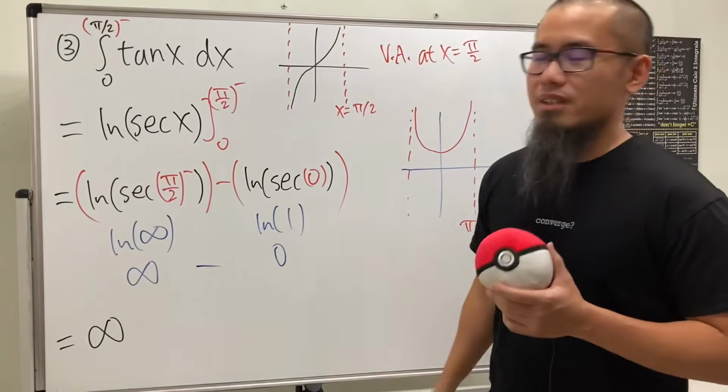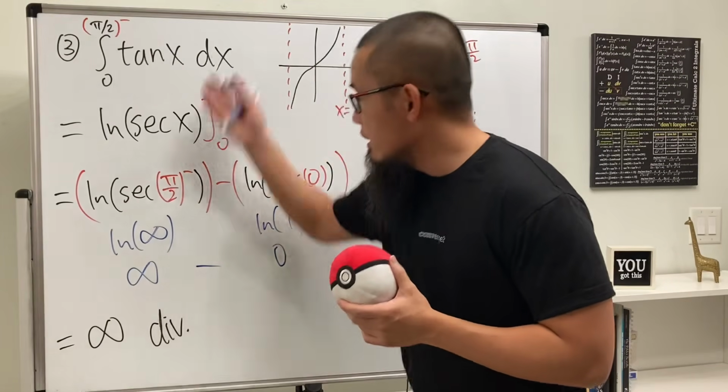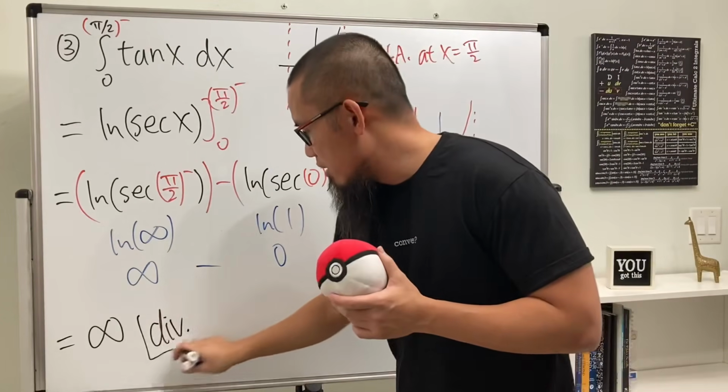Right? The whole thing is infinity. And of course, we can just say this improper integral diverges.